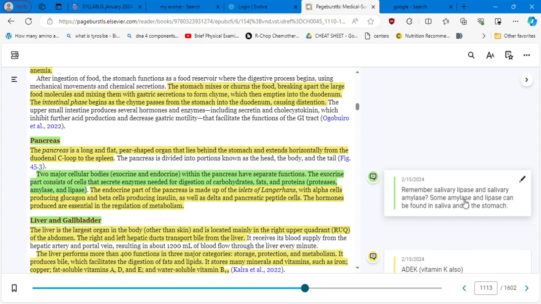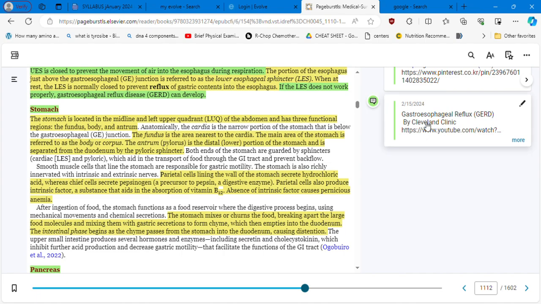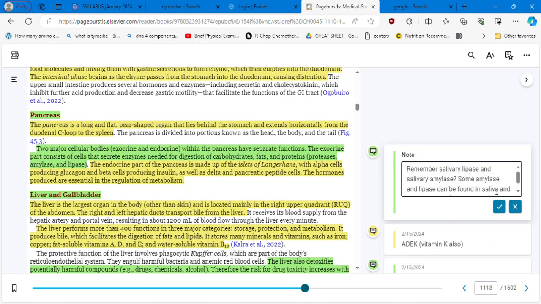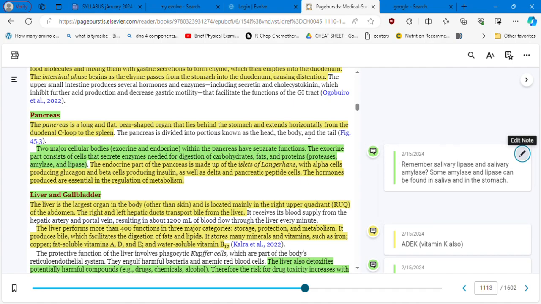Remember salivary lipase and salivary amylase that I told you, hold that thought? Some amylase and lipase can be found in saliva and the stomach. So it's not only in the pancreas. You can find these enzymes in the saliva and the stomach.